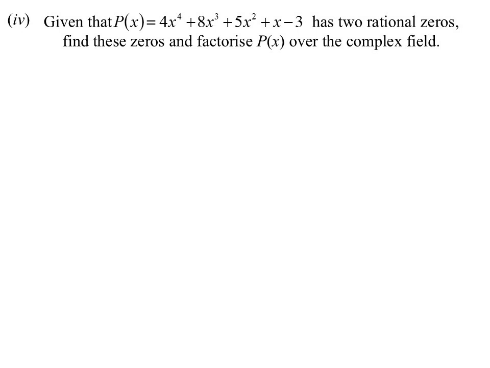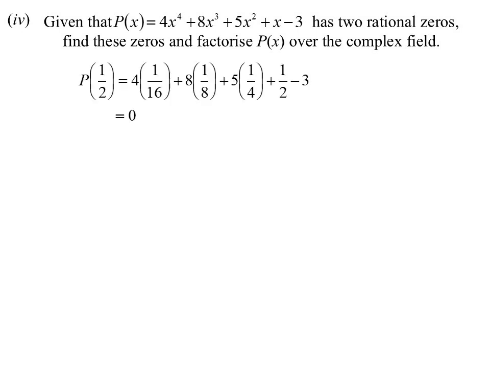1. 4 being the coefficient of x to the 4, because it's got factors in itself. So we could have 3 over 4, we could have 3 over 2, we could have 1 over 4, we could have 1 over 2. We could have the negatives of all those. Again, the logical first thing to choose would be a half. No, of course it's not a half.